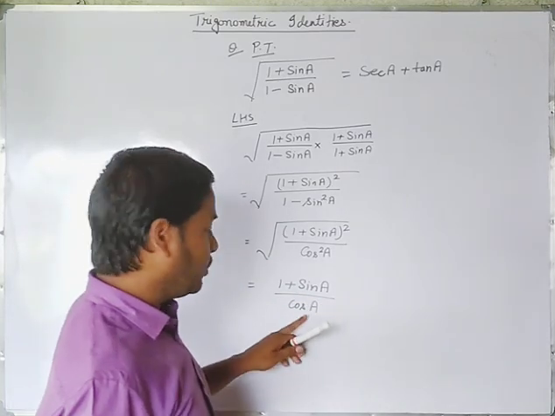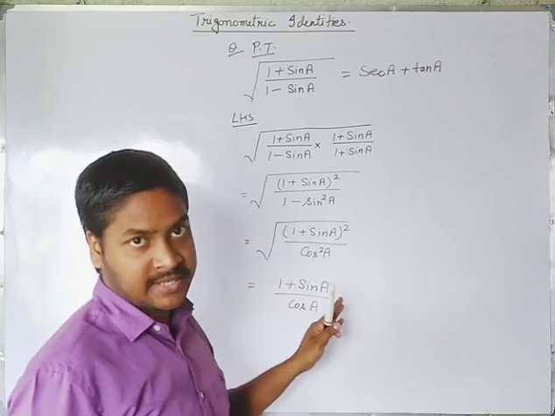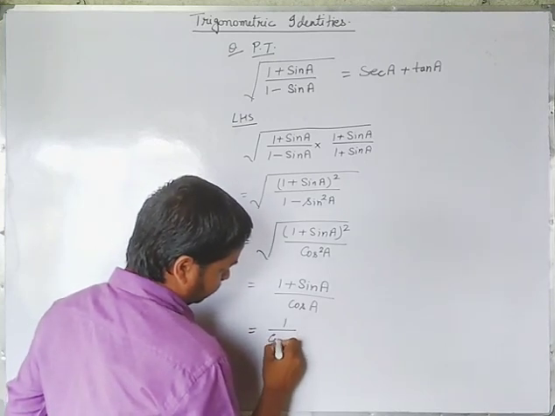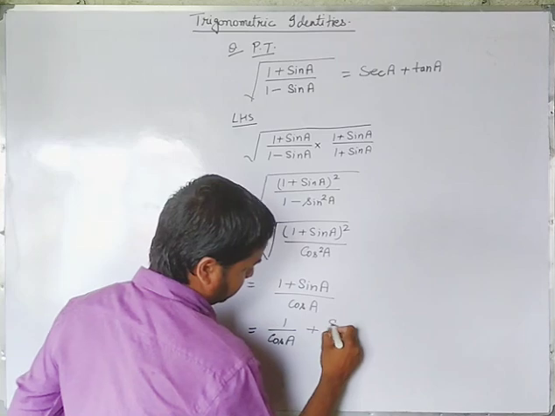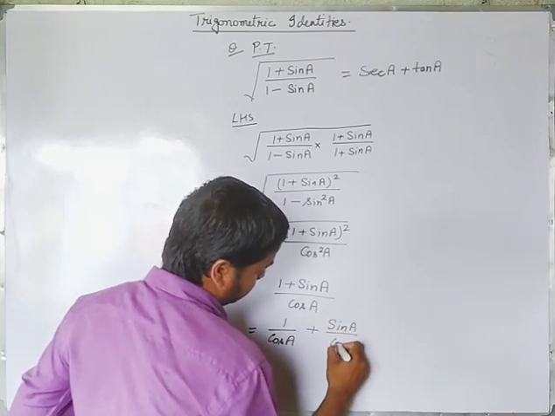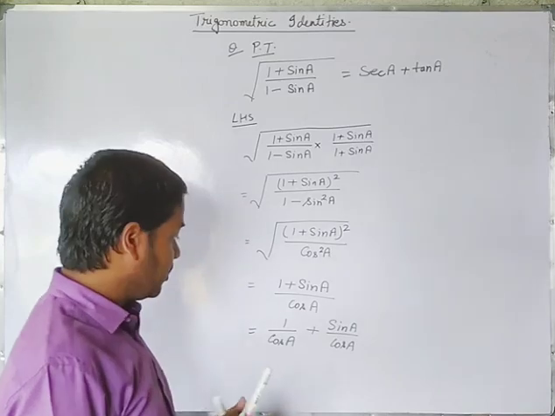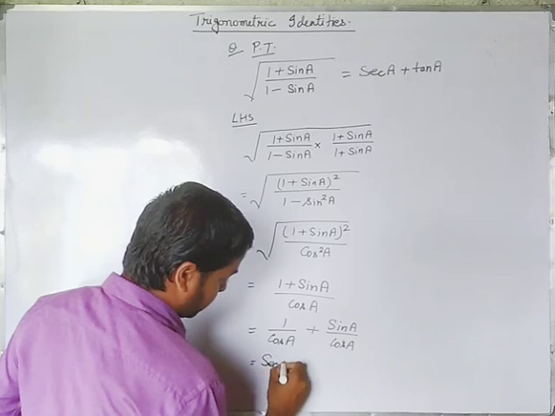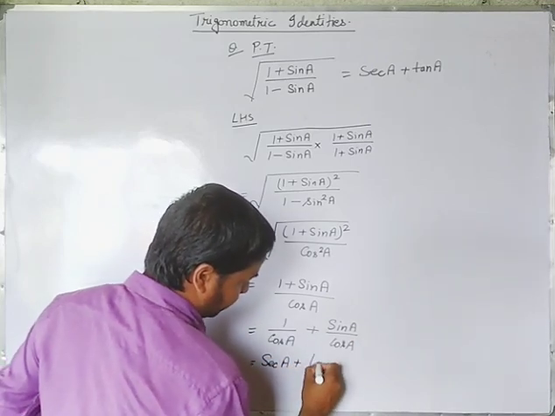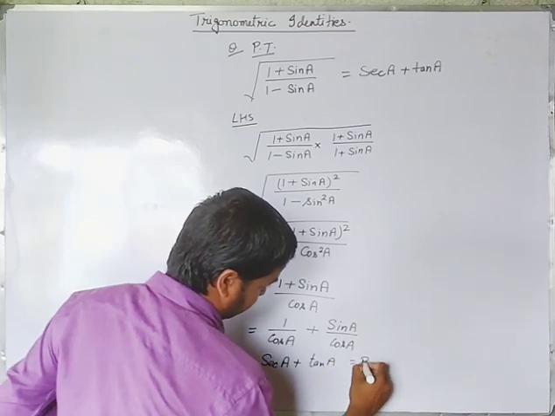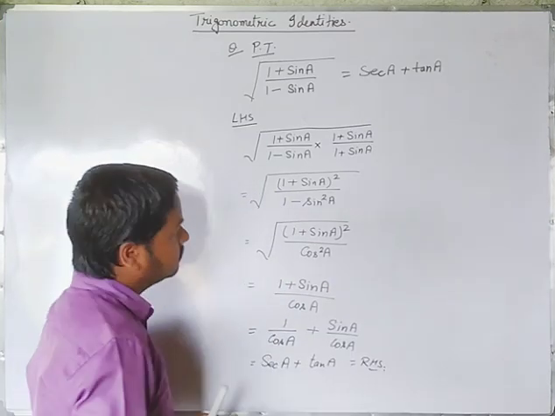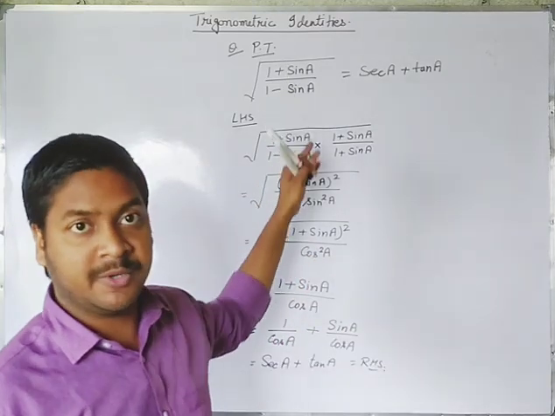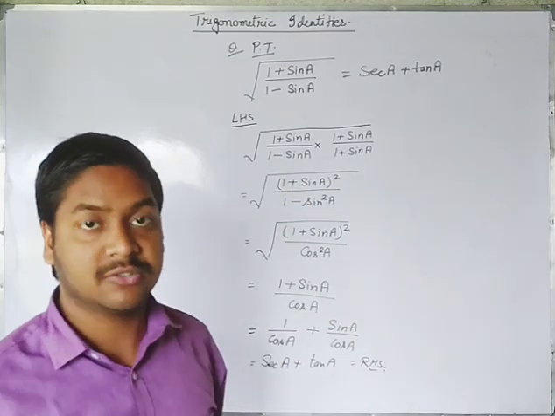Now this numerator can be written as 1 as well as sin A also. 1 by cos A plus sin A by cos A. Now we are looking here: 1 by cos A is the formula of sec A plus sin A by cos A is the formula of tan A, which is equal to our RHS. So in the same way, whenever any trigonometric term comes under the root, what will we do? We will only rationalize and we will get the solution.